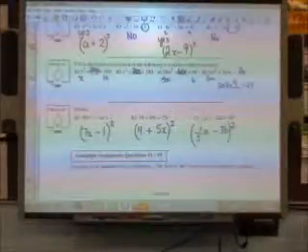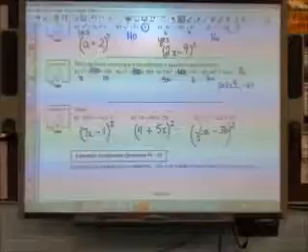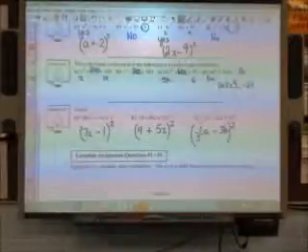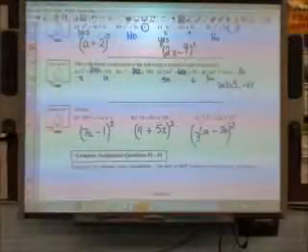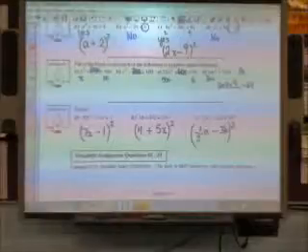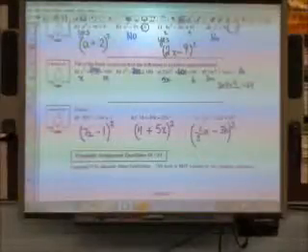I will give you fraction questions to practice with. Okay, I want to look at, actually no, that's where I'm going to stop.